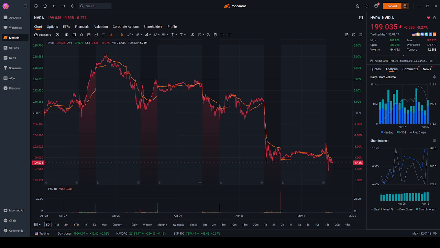Welcome to this tutorial on how to see support and resistance in Moomoo. Support and resistance are key concepts in technical analysis that can help traders make informed decisions. In this video, we will explore how to identify these levels using the Moomoo platform.